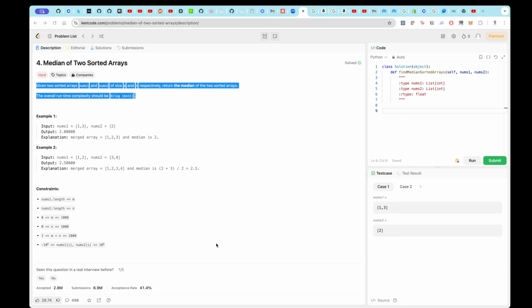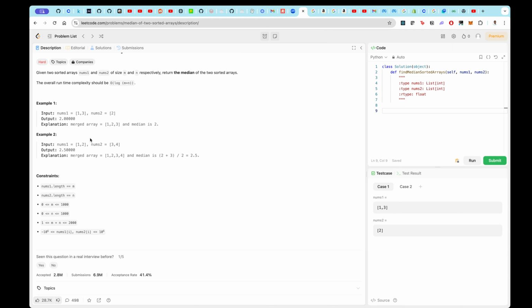Hi. So today we're going to be looking at the Leetcode problem, median of two sorted arrays. So this is a hard question. Given two sorted arrays, nums1 and nums2 of size m and n respectively, return the median of the two sorted arrays. The overall runtime complexity should be big O of log (m plus n).